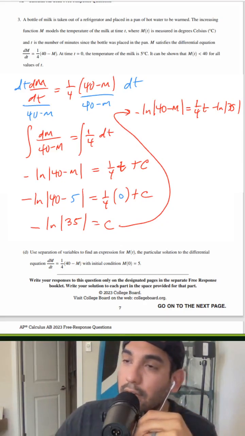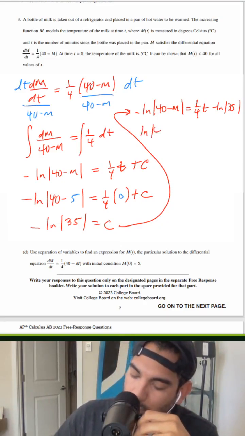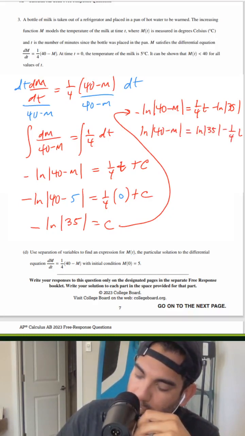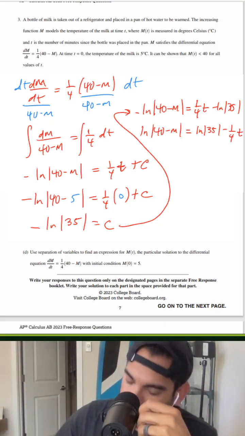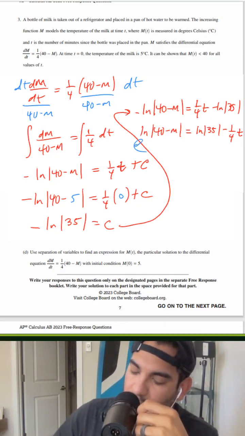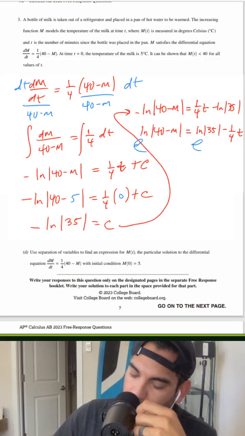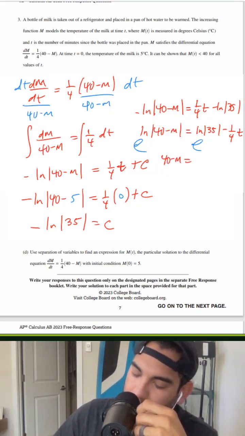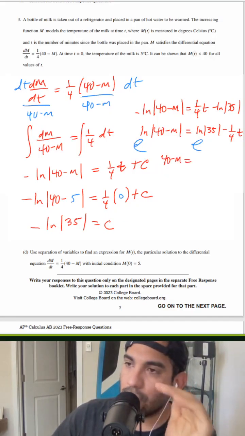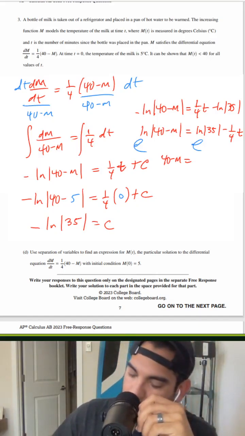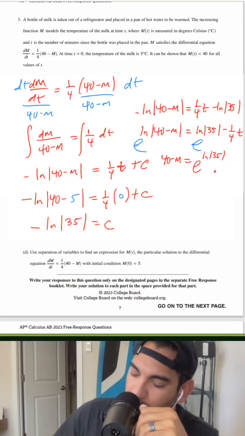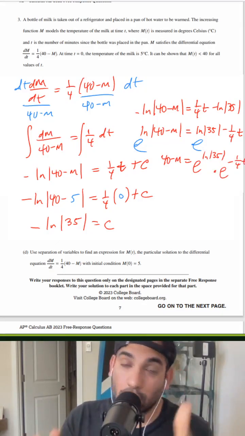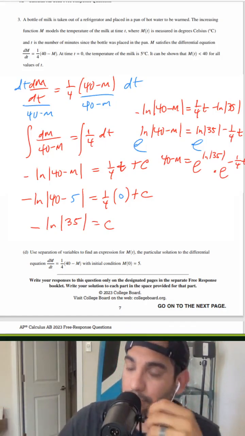Yes. Let's multiply everything by a negative. So we have natural log of 40 minus m is equal to natural log of 35 minus 1/4 t. I just switched them around because one of them became positive and the other became negative. And now we can take e to both sides. E that sucker. So now we're left with 40 minus m is equal to... now this one's tricky. You can leave your answer as e to the power of the whole thing, but I'm going to do this: e to the natural log of 35 times e to the negative 1/4 t. You don't have to do this, but I saw that opportunity for the e.